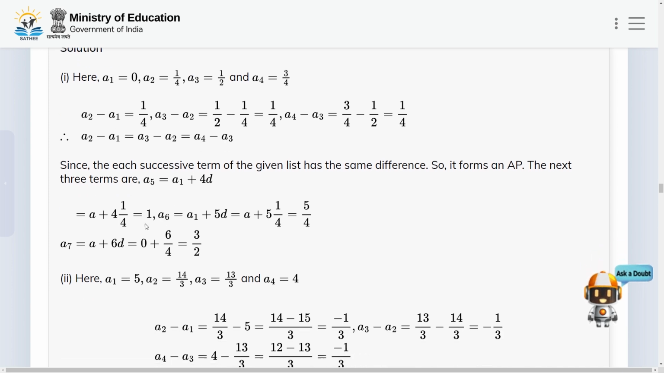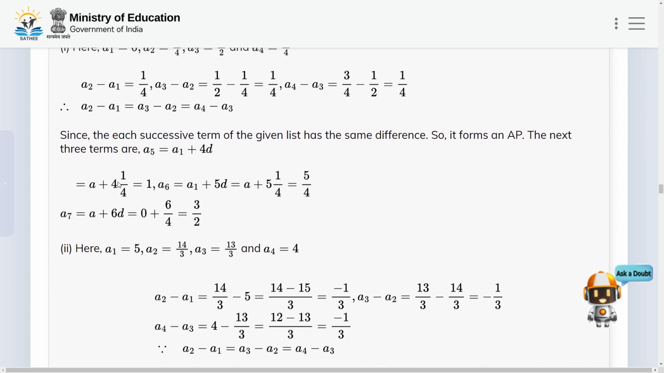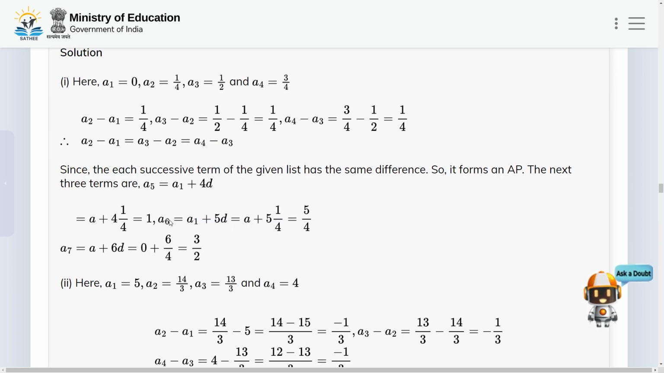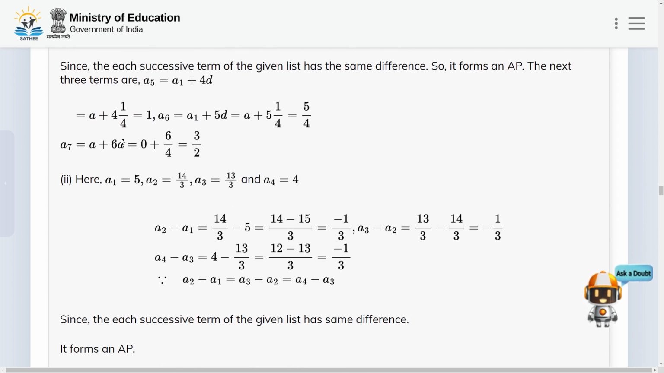a5 is equal to a1 plus 4d, that is equal to a plus 4 times 1 by 4, that is equal to 1. The sixth term a6 is equal to a1 plus 5d, that is equal to a plus 5 times 1 by 4, and here a is 0. So 5 times 1 by 4 is equal to 5 by 4. And a7 is equal to a plus 6d, which is 0 plus 6 times 1 by 4, that is 6 by 4, which is equal to 3 by 2.